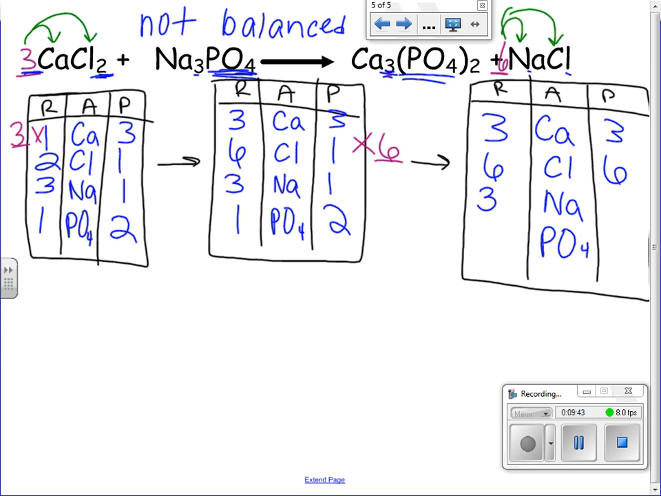Because we had to put that 6 in front of sodium chloride, and that 6 gets multiplied through to the sodium. So now we have 6 sodiums in our products. And then we haven't touched our phosphates yet, okay? So we still have 1 phosphate atom in the reactants and then 2 in the products. And so now, looking at this new wrap table, we can see that our calciums are balanced, our chlorines are balanced, but our sodiums and our phosphates are still not balanced.